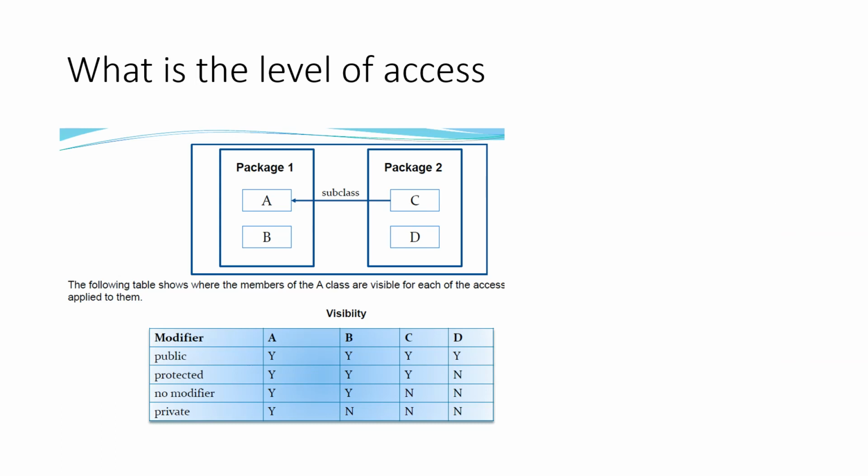So this is an example. See, there is a package 1 in which A is there and then B is there, package 2 has C and D. The following table, as you can see, will show which members of A class are visible for each of the access modifiers applied to them. Now if members of A are marked as public, it is accessible to all. If it is protected, you can see D cannot see it. Okay, and if it is no modifier, only within the package it is accessible, within the class. Private means only within A is accessible. Okay, so any member means any variable or method that you define.